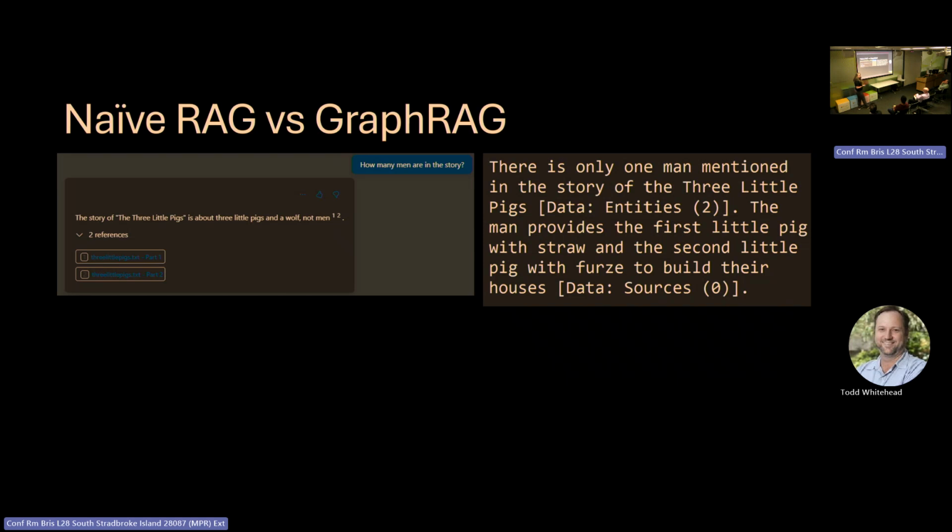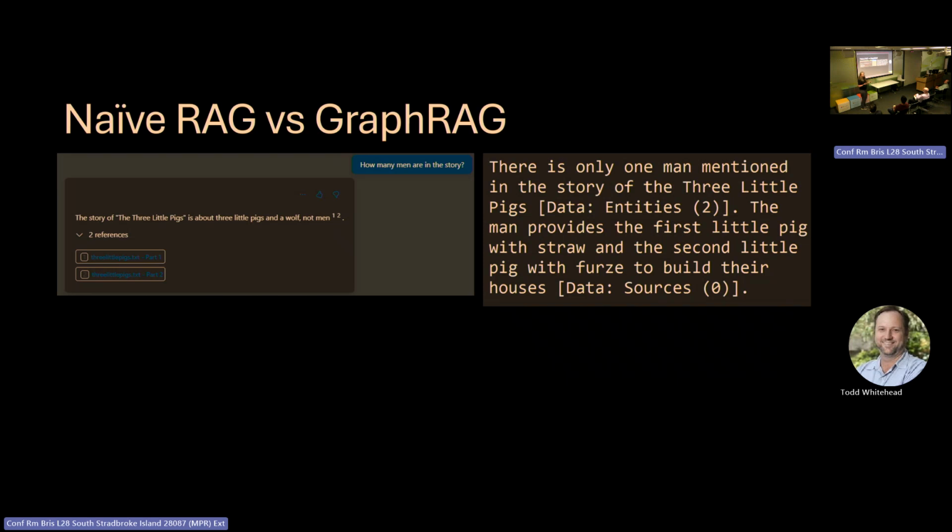How many men are in the story? I thought this one was going to be interesting because it only refers to the man, so I wasn't sure what it was going to say. It says there's only one man mentioned. It doesn't say if it's the same man or if there are three different men. But yes, one man mentioned in the three little pigs, data entry number 20, number 2. The man provides the first little pig with straw and the second little pig with furs to build their houses. So improved, pretty cool. So that's a different option as well.